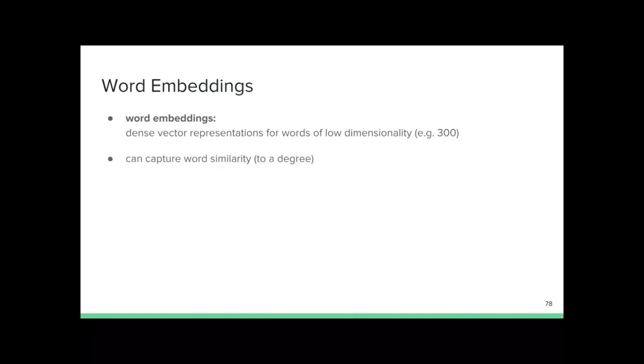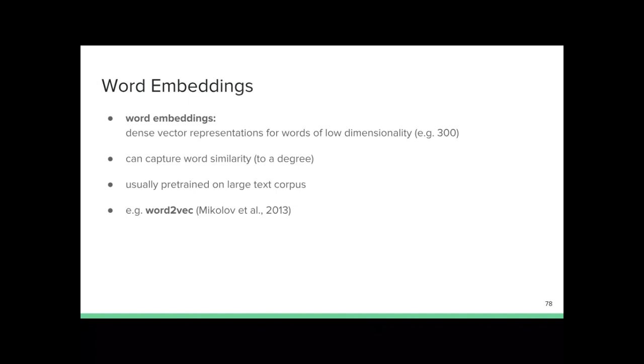Who has heard about word embeddings? Anybody? Okay, well, that's quite a few. So word embeddings in general are dense vector representations for words, usually of some kind of low dimensionality. So we're talking about 300 dimensional vectors, maybe 500 dimensional vectors, not 10,000 dimensional vectors. And they usually capture to some degree word similarity. And they're usually trained on some large corpus, which could either happen through what I showed you earlier, matrix factorization, but it can also happen through other means. I'll talk about that in a second.